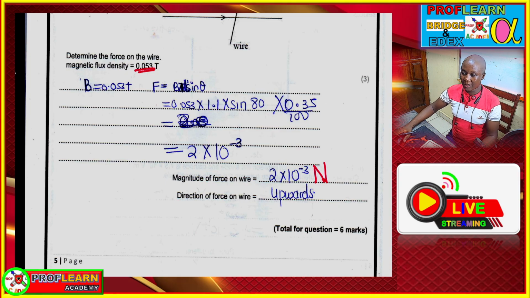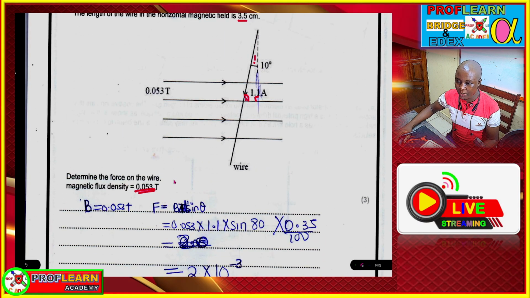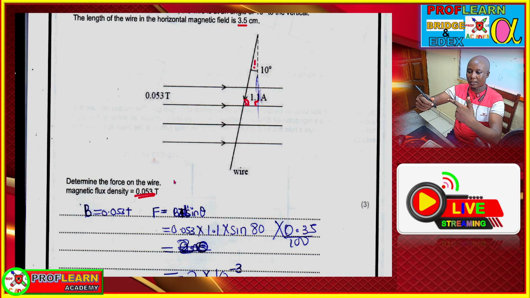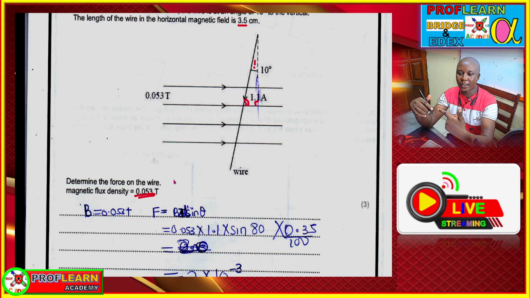The next part asks us to describe the direction of the force experienced, whereby you are going to use Fleming's left-hand rule. You can see the current is approaching you, if you are looking from your end, when you are looking from your screen, wherever you are watching from, guys.